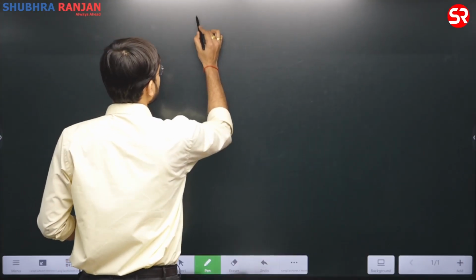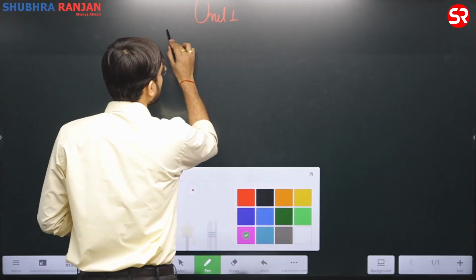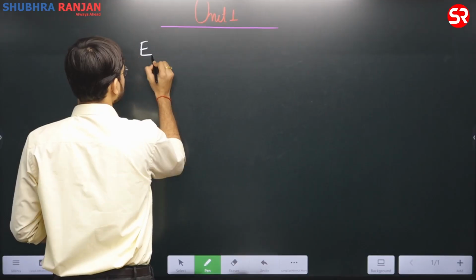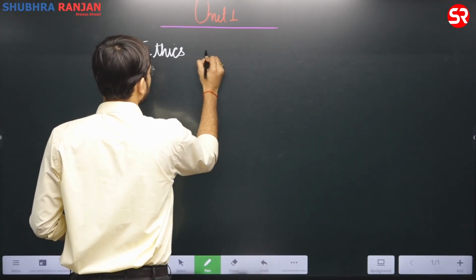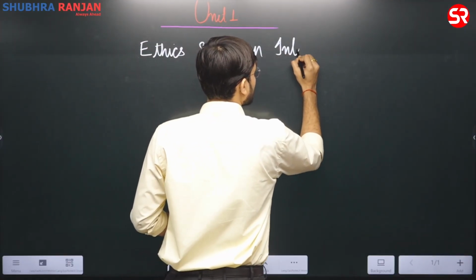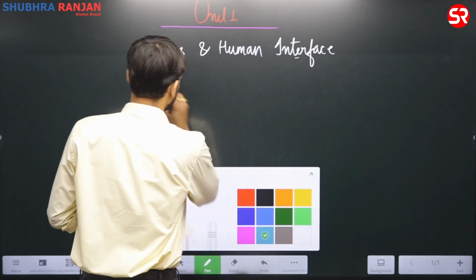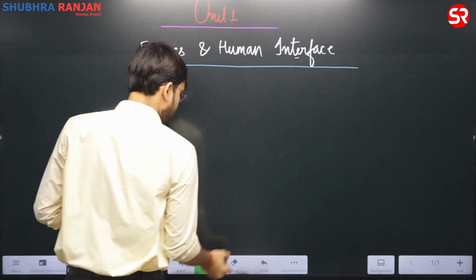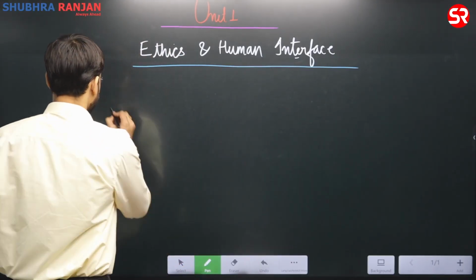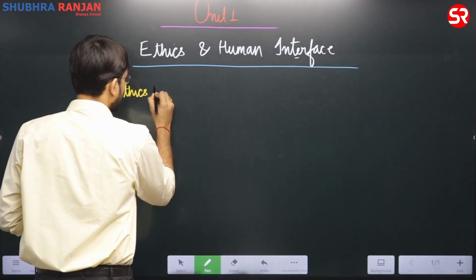If you see unit number 1, it is about ethics and human interface. Now in this particular topic, you'll find that there are various important themes. The first theme that UPSC often asks about is ethics and values.